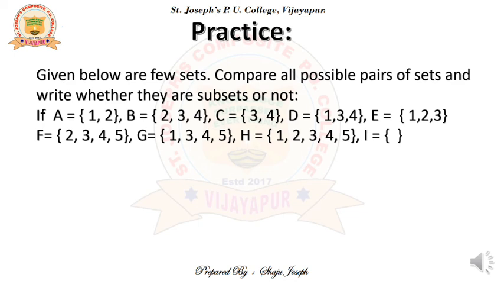So try to practice comparing two at a time, like A and B, A and C, A and D, A and E, A and F, A and G, A and H, A and I. Similarly, the reverse: B and A, C and A, D and A, E and A, F and A, G and A, H and A, I and A. Once you are done with that, you can start comparing B and C, B and D, because B and A is already over. B and E, B and F, B and G, B and H, and B and I, and the reverse process.